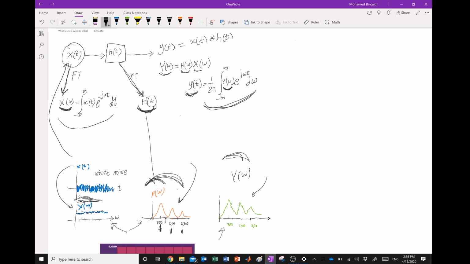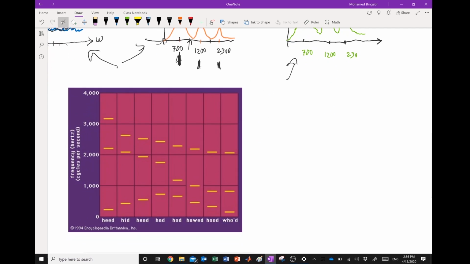And for the letter E, you will have a different system with different resonance frequencies. For the different types of vowels like hid, hide, had, hood, for the O, these are the dominant frequencies. This is around 700, this is around 1200, this is around 2300. The I, these are the frequencies, the resonances, or they call them the formants. So as you shape your vocal cord, your mouth, the mechanical system, it will have different resonance frequencies.